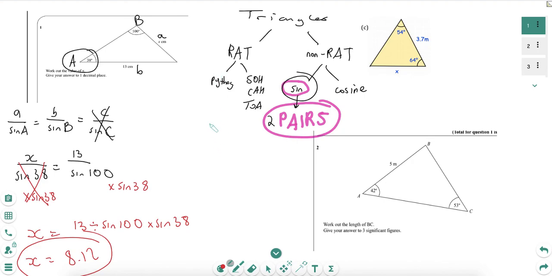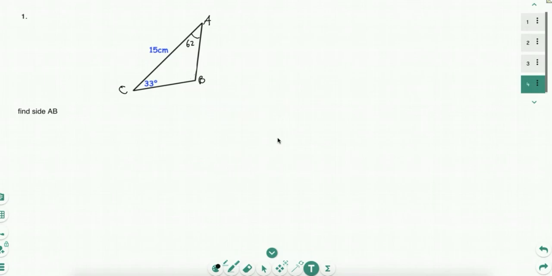So basically, the hardest part is knowing when to use the sine rule. We use the sine rule when we have a non-right angle triangle and we have two pairs. I know this pair, I want to find this pair. Ready? Let's do this question here. So I see a question, it's a non-right angle triangle, and I want to find side AB. So straight away, I'm like, okay, it's a non-right angle triangle, so I only have two options, the sine rule or the cosine rule. For the sine rule, I know I need two pairs.